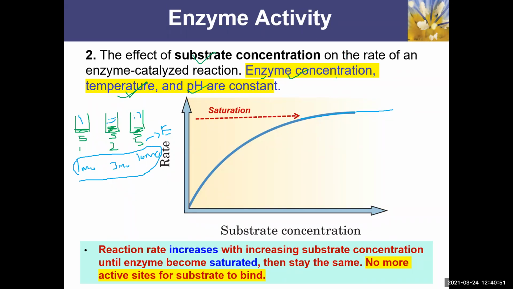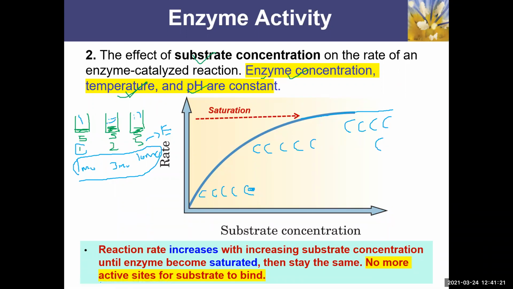So, for example, initially I had one, two, three, four, 5 molecules of the enzyme. Every time I had the same molecules of enzyme, but what did I change? I changed the concentration. I first used only 1 mole. That means this was bound to this enzyme.